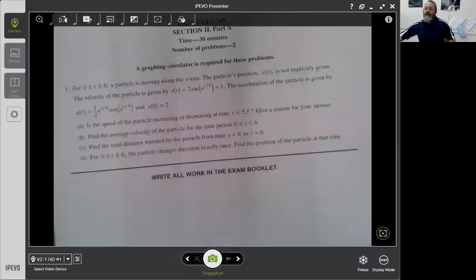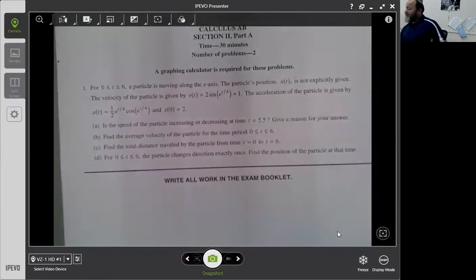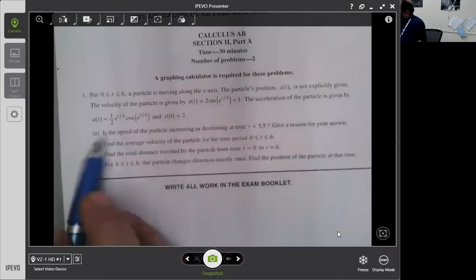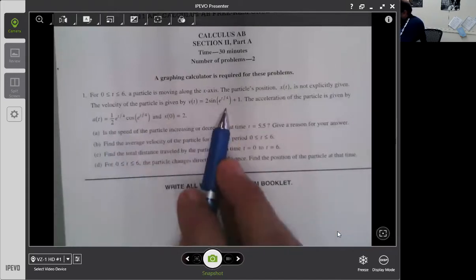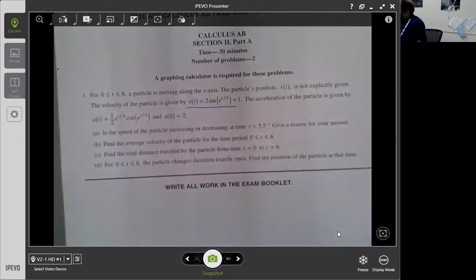It's mainly about setup. So we're going to jump in and take a look at this little question. This is our particle motion. We have a particle, and notice it says for 0 to 6, a particle is moving along the x-axis. So this is just simply moving back and forth along a line. The position x of t is not explicitly given. The velocity of the particle is given here. So notice we have the velocity and the acceleration.